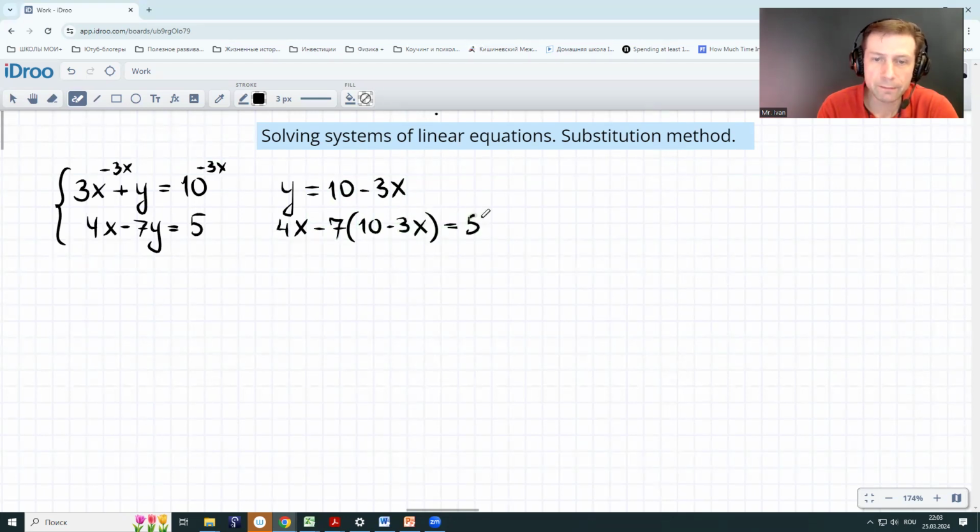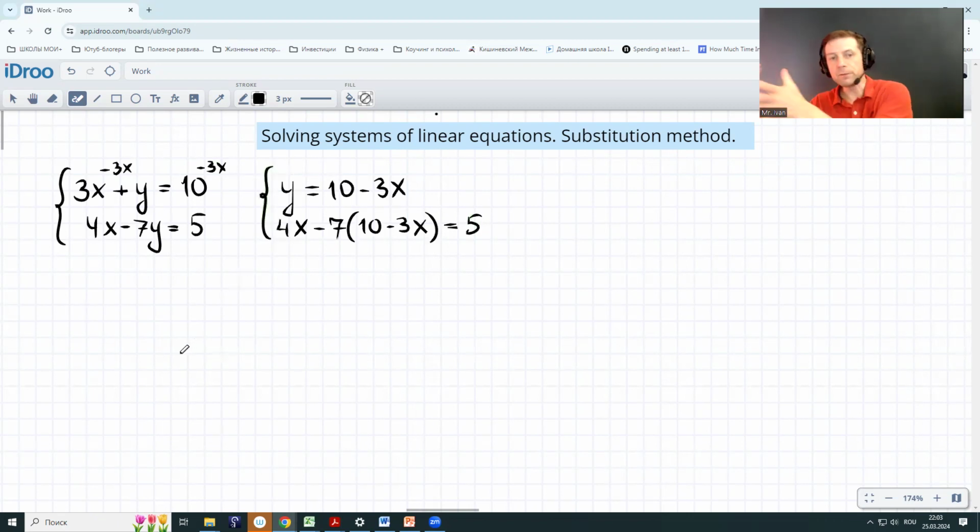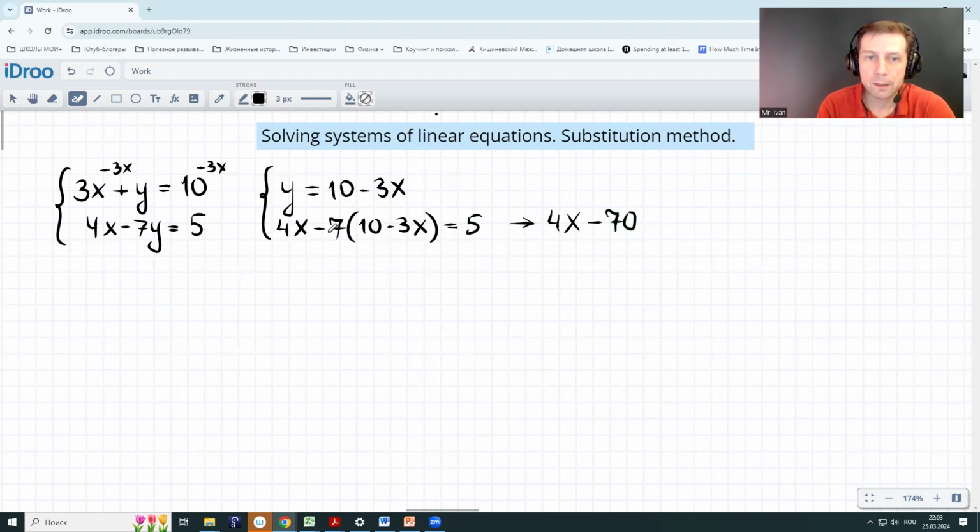Equals 5. You could either just go with these brackets through the whole process of solving. I prefer just to pick the equation and deal with it until the very end when I see the result. So I'll pick the second one and let's work on it together. 4x, let's expand the parentheses now, minus 7 times 10, 70, okay? 7 times 3, 21, minus times minus is plus, so plus 21x equals 5, okay?